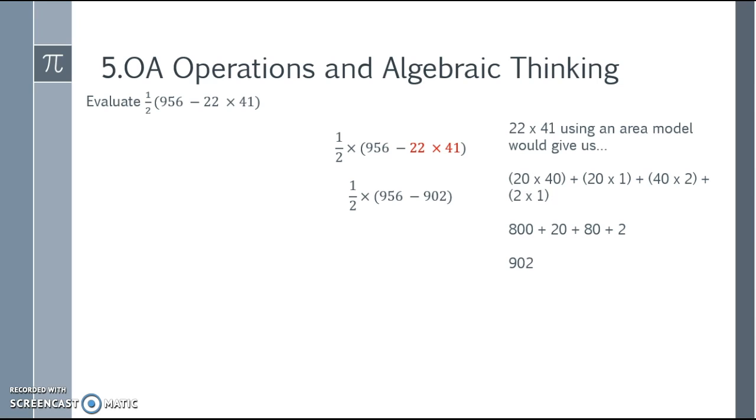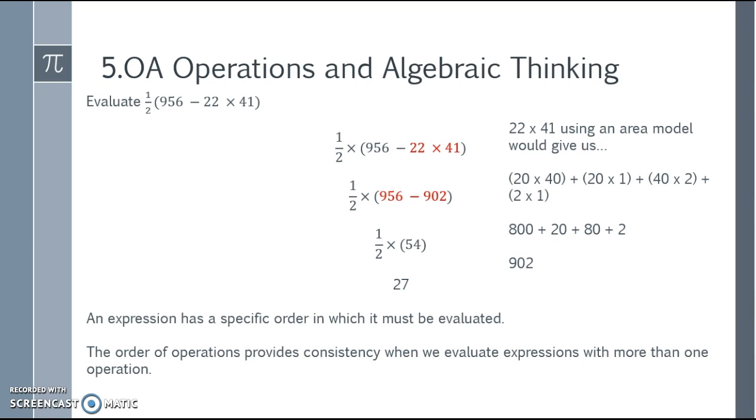Now we still need to work on things inside our parentheses. So we need to take 956 and subtract 902, giving us 54. Finally, we need half of 54, which is 27.